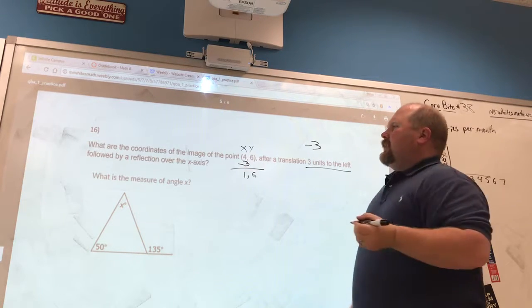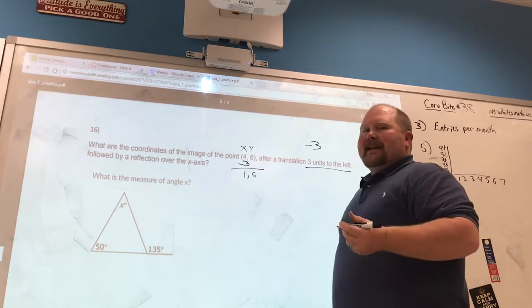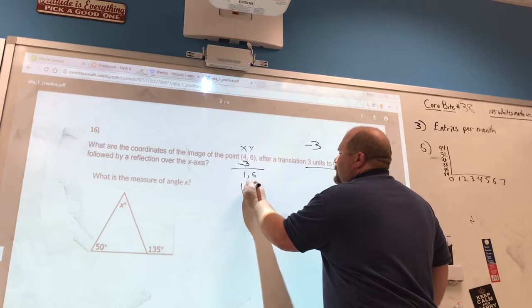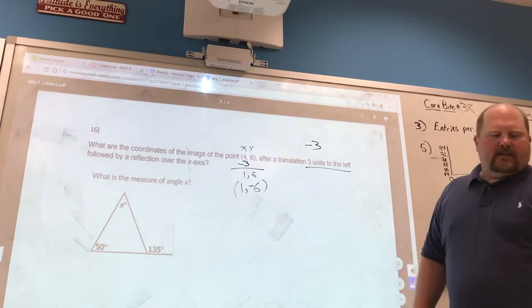All right, we're halfway there. Now it's followed by a reflection over the x. Remember, you reflect across the x, the x stays the same, and the y changes sign. So our new location would be 1, -6.